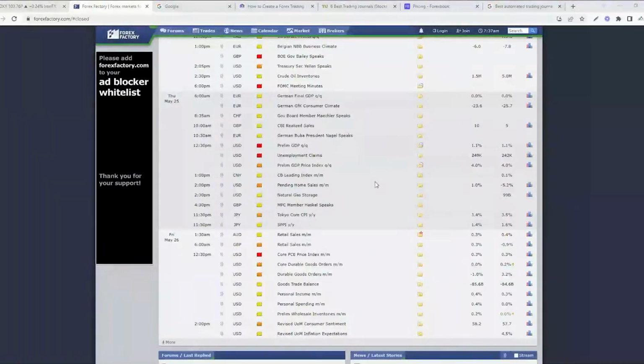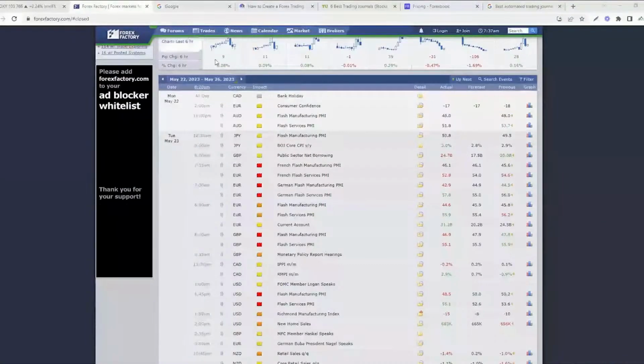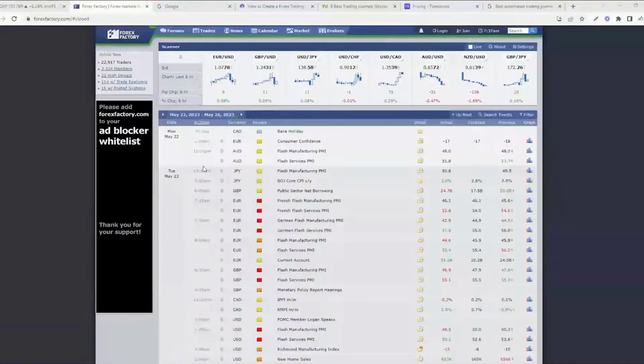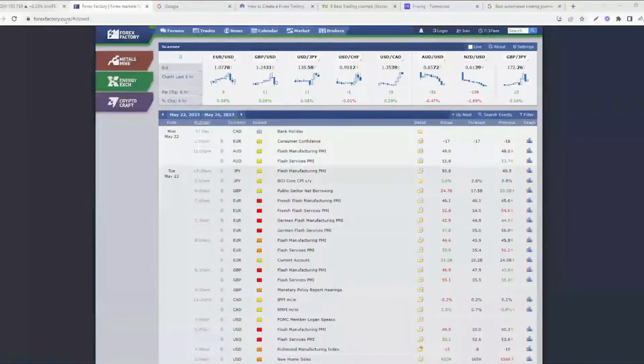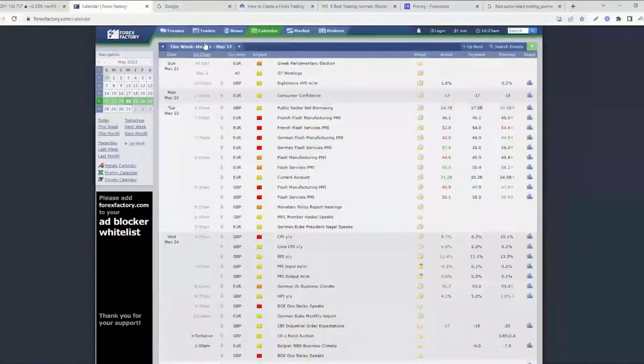All right, so I'm on this website called Forex Factory. It's a great resource page, and one of the most important resources that I look at on this page is the economic calendar, which is here. So if you go to the main Forex Factory homepage, click on calendar, it brings you here.